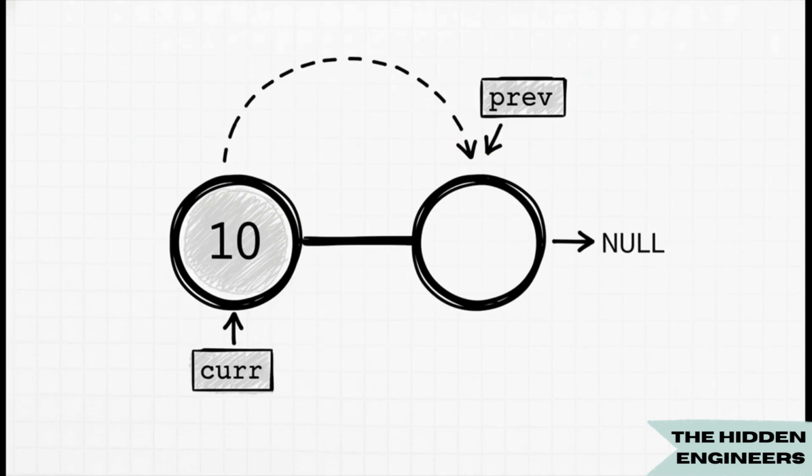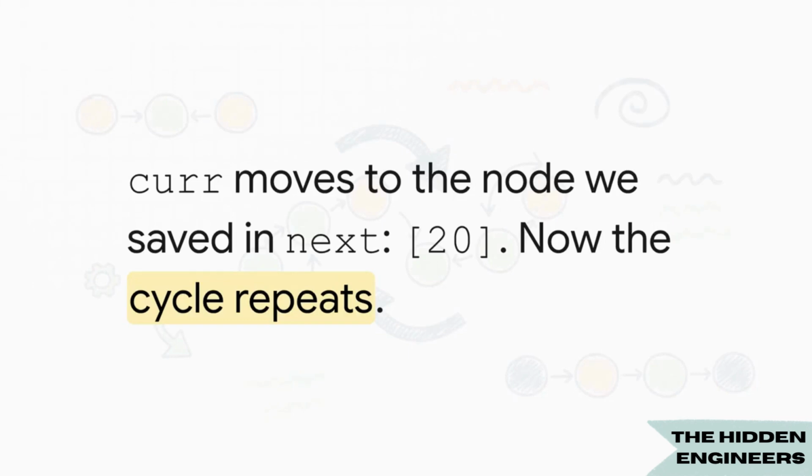Step 3 is just a bit of cleanup. Remember, prev's job is to mark the head of our reversed list. Well, we just added node 10 to that list, so we've got to update prev so it moves up and points to 10. Simple as that. And finally, step 4.